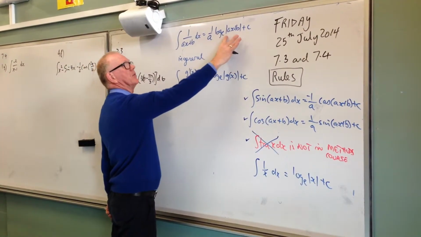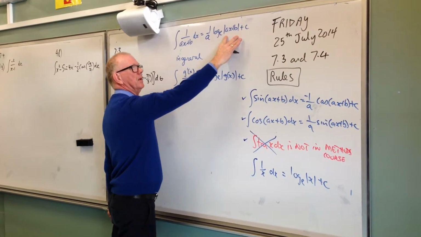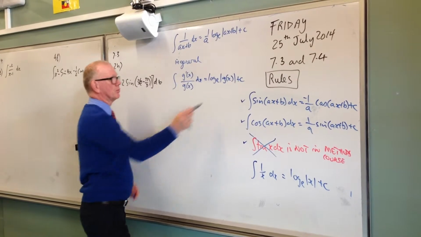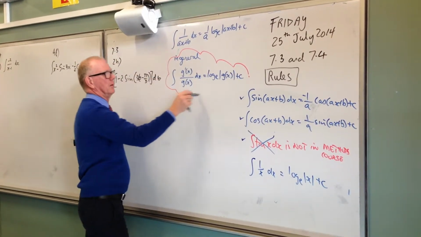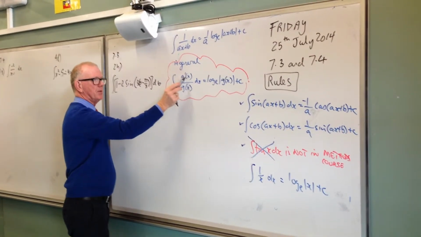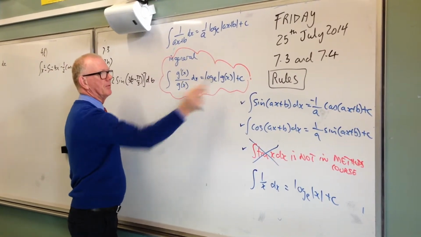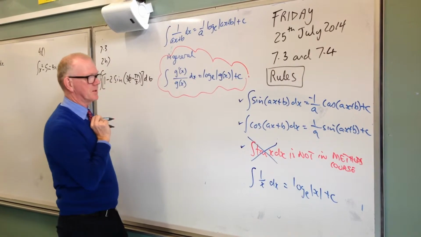Then it's log base e of the modulus of ax plus b, of course, plus a constant c. That gives us a general rule for 1 on x, that if I have the derivative on top of g of x, its integral will equal the logarithm of g of x, plus a constant c.